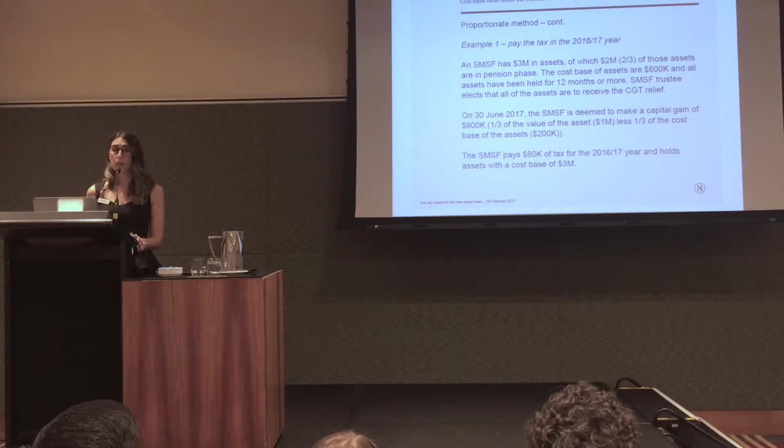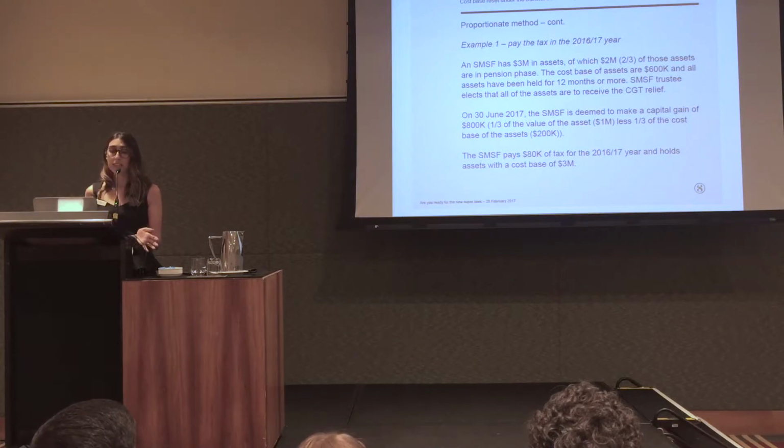So on this basis, on 30 June 2017, the SMSF is deemed to make a capital gain of $800,000. This is calculated by 1/3 of the value of the assets, being 1 million, less 1/3 of the cost base of the assets, being 200,000. And that 1/3 is relevant to the proportion of the fund in accumulation account. The SMSF will then pay the $80,000 of tax in the 2017 year, but will hold assets with a cost base of $3 million.